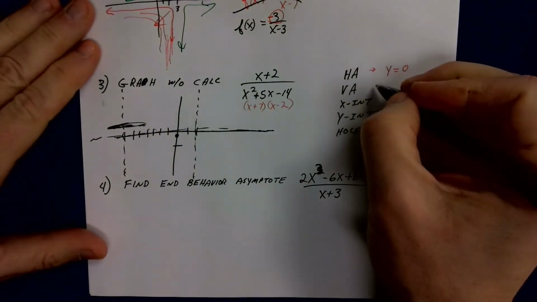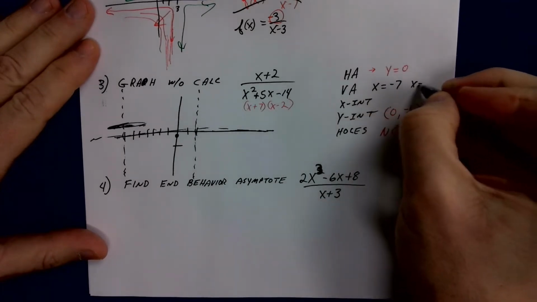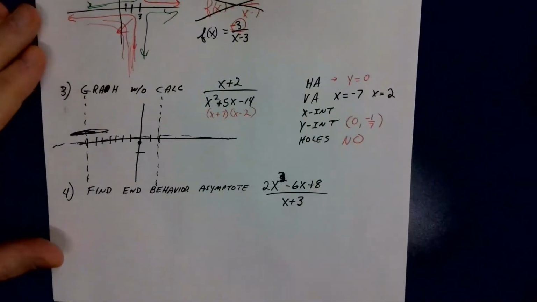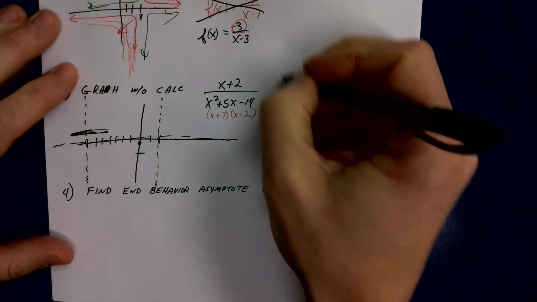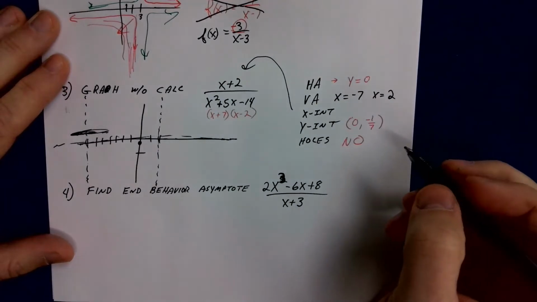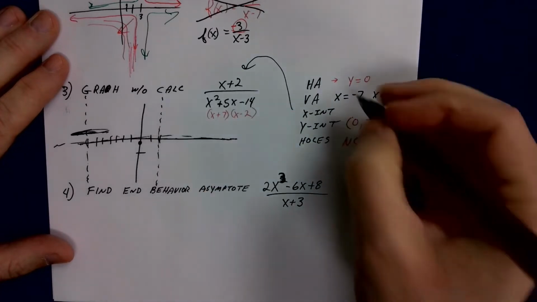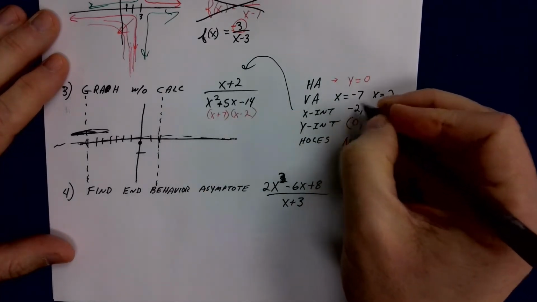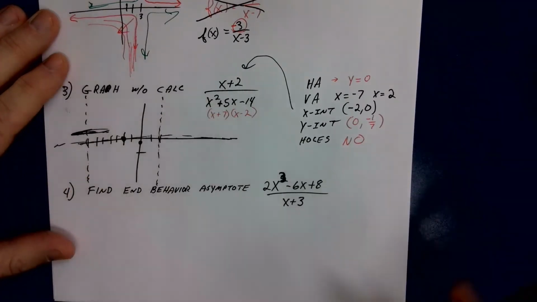Vertical asymptote, what do we have there? x equals negative 7 and x equals 2. Right, now let's see if I can find an x-intercept. An x-intercept occurs at the zeros of the numerator right here. So that's at negative 2, 0. So negative 2 comma 0. So I go to negative 2, and I know that that must be true.